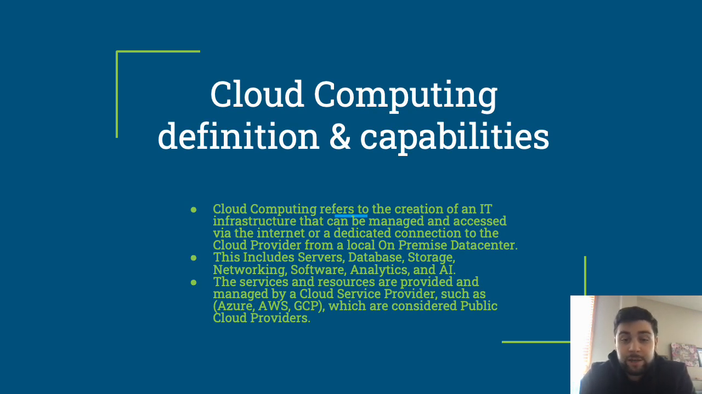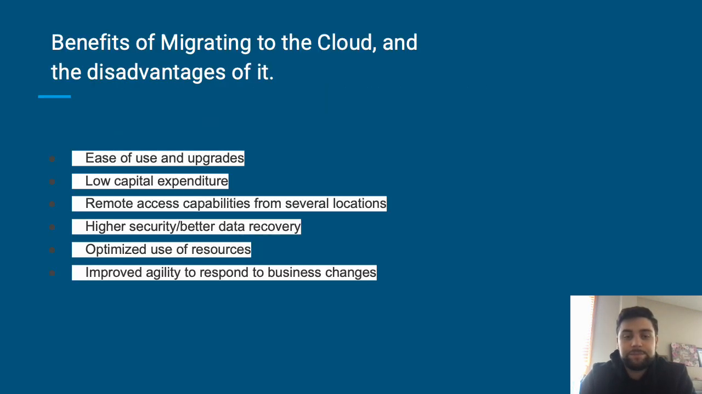Cloud computing definition and capabilities. Cloud computing refers to the creation of an IT infrastructure that can be managed and accessed via the internet or a dedicated connection from our local servers. This includes servers, storage units, databases, analytics, software, networking, and AI or business intelligence tools. The services and resources are provided and managed by the cloud service provider, which are, of course, considered public cloud providers. The major well-known ones are AWS, GCP, and Azure by Microsoft.